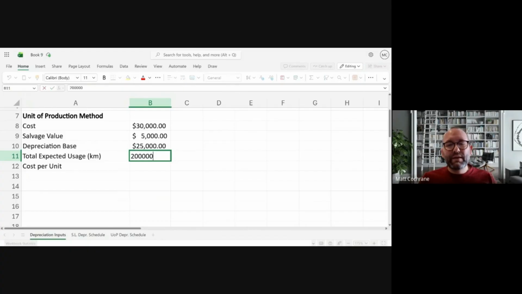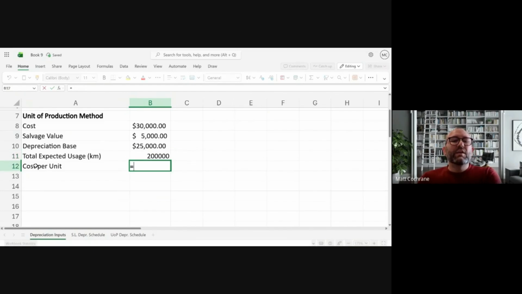This can be estimated. Obviously, if you estimate that the expected usage is going to be longer than this, like say 300,000, then what that's going to do is it's going to generate a lower cost per unit. But you want to be as accurate with your estimate as possible, okay?